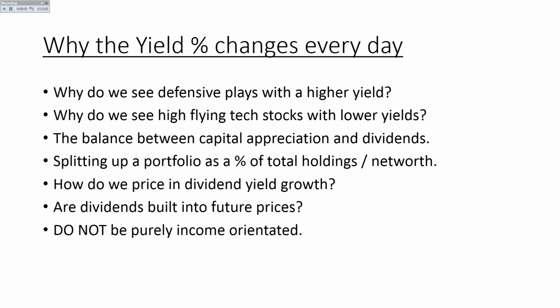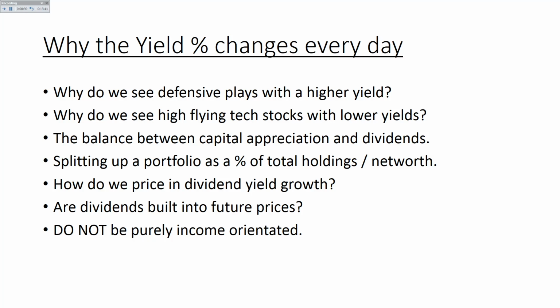So when the yield changes every day, what sort of things can we look at? Well, defensive plays typically have higher yields. High-flying names, tech stocks have lower yields because essentially it's baked into their appreciation. So you're more likely to get growth there potentially, and so on. And of course the balance between capital appreciation, so stock appreciation, and dividends bridging those losses is very important. How can we set up a portfolio as a percentage of the total holdings or your total net worth? This is very important. And how can we then price in a dividend yield growth?